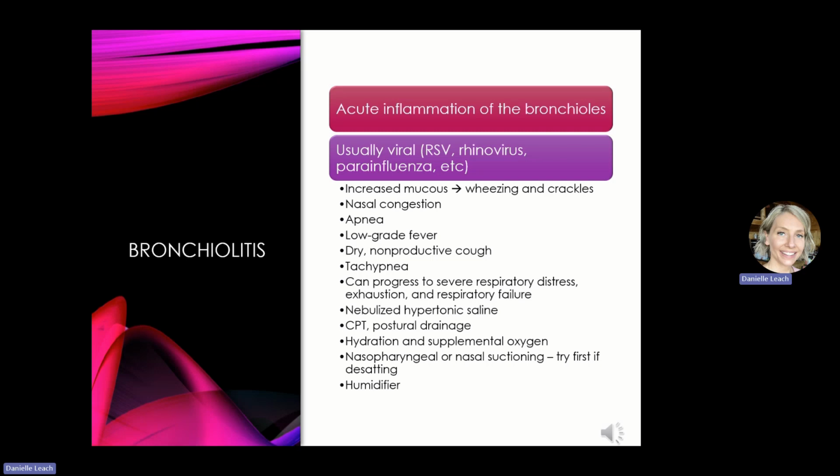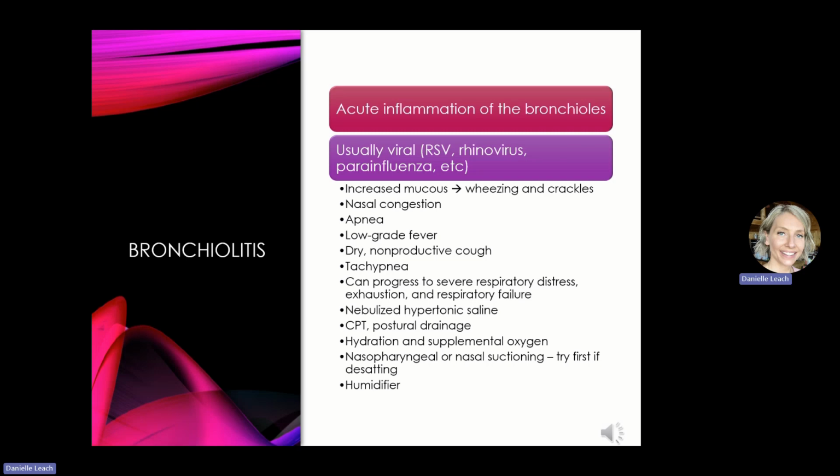Some treatments for this. One treatment is nebulized hypertonic saline. So instead of the little saline bullets that are 0.9%, these are 3%, so they're hypertonic. It's not actually a medication, it's just saline. But when it's nebulized, by osmosis, it helps to shift water into the mucus in the lungs. So it helps to thin the secretions out. We can also use CPT, positioning the patient so that their mucus can drain out appropriately.